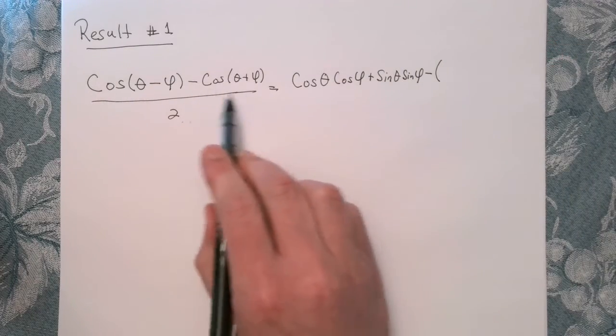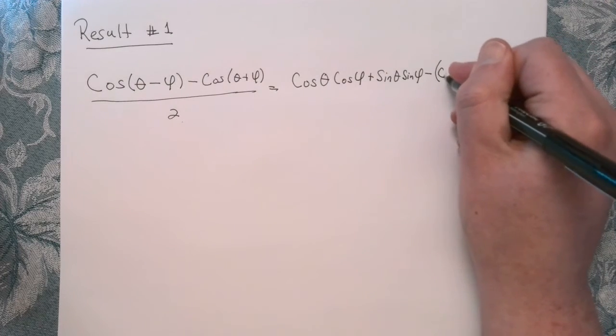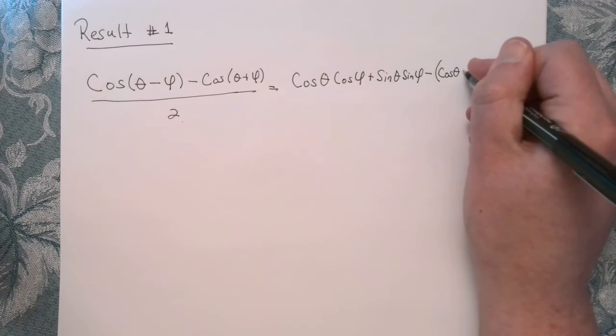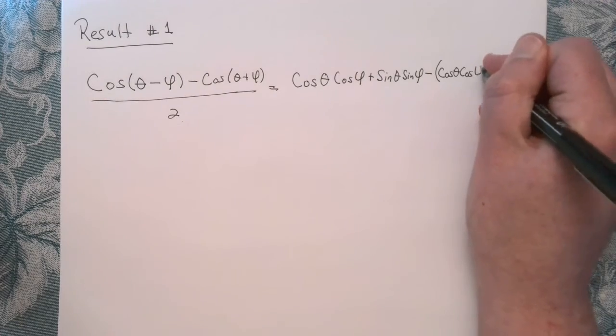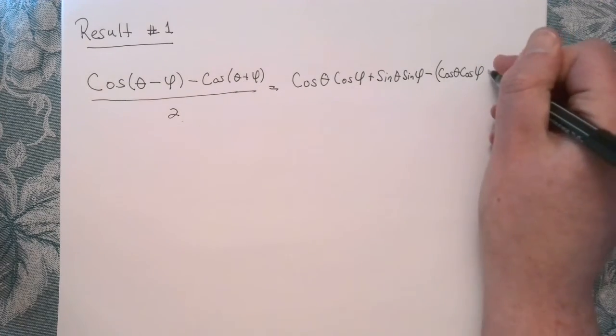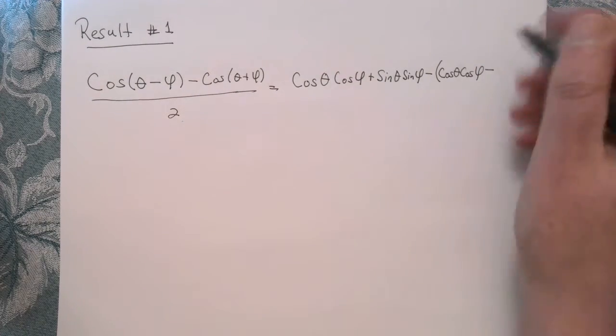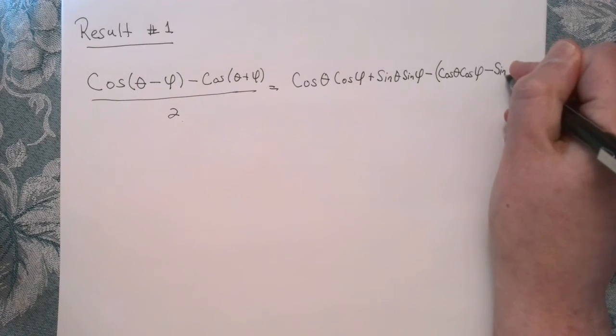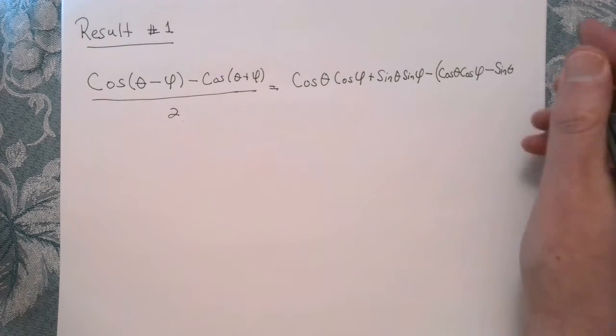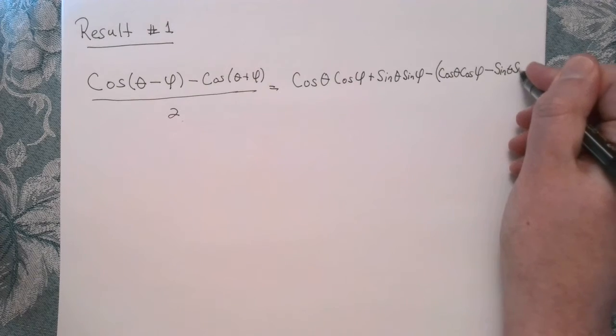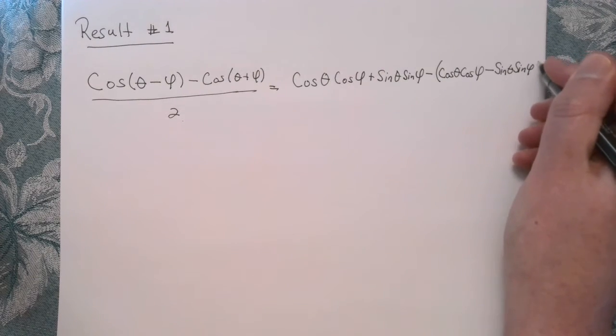right? So let's go ahead and expand this now. So that's going to be the cosine of theta times the cosine of phi, opposite sign, and then sine of theta, and then sine of phi. And of course, that's all over 2.